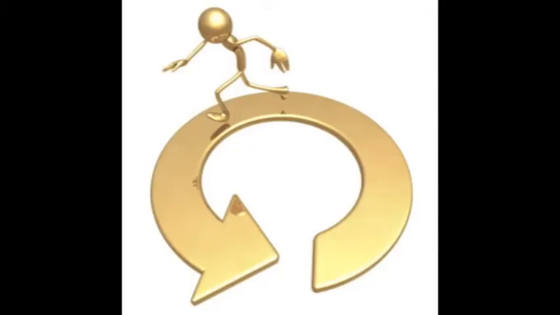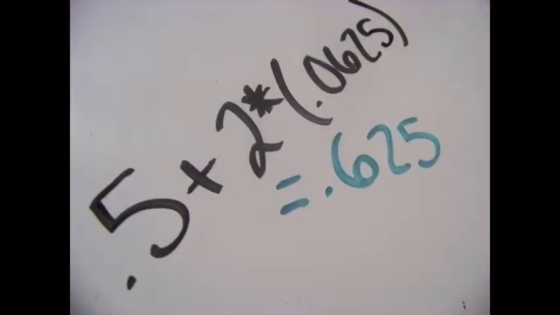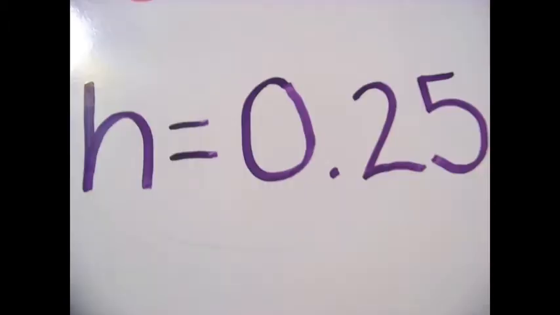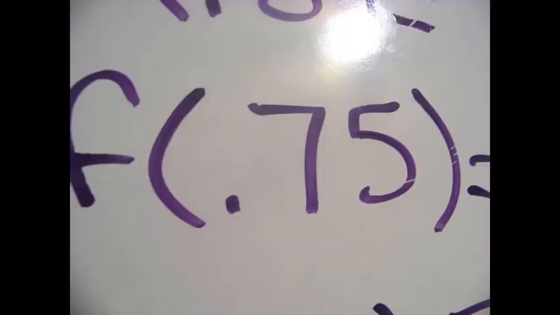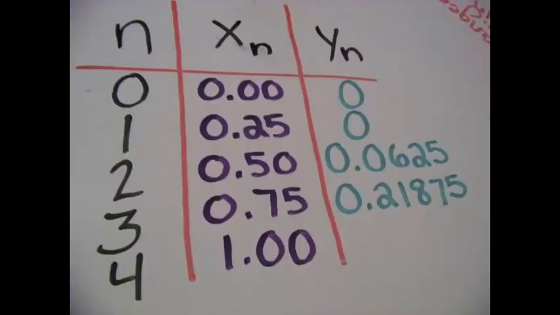All you have to do is keep repeating this process until you get to the value you want. So we have to do it 2 more times. So you find the slope using the derivative at the previous point again, which is 0.625, and you use that, and the step size, and the previous y value, and plug that into the equation for the tangent line again, and find f of 0.75, which is 0.21875, and you put this in the table.